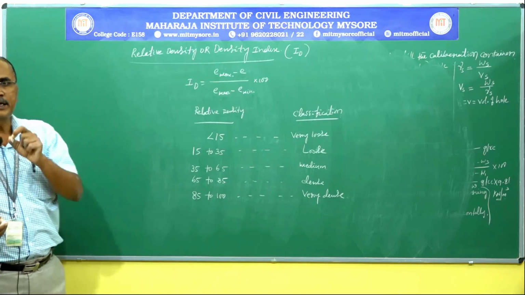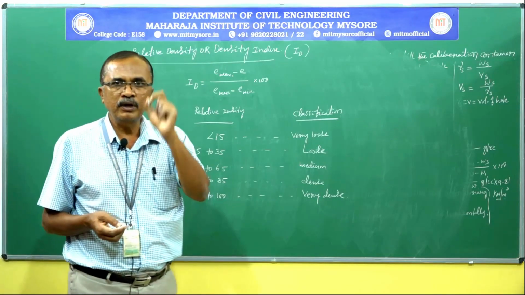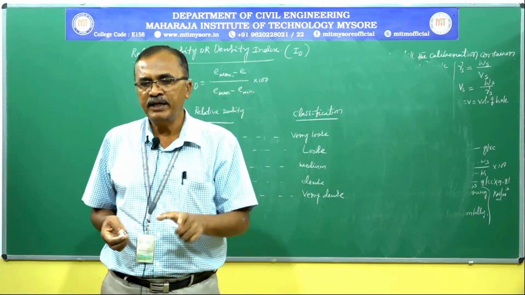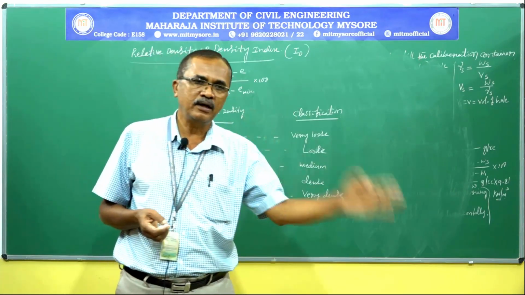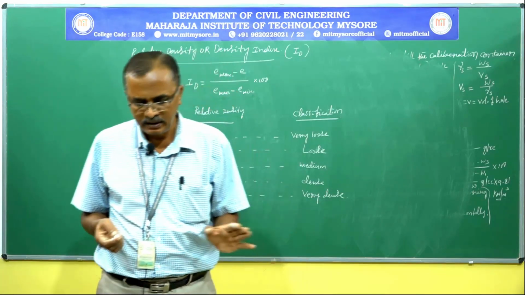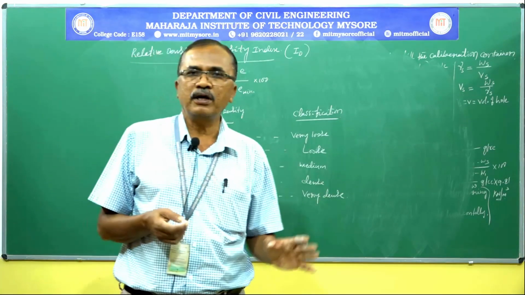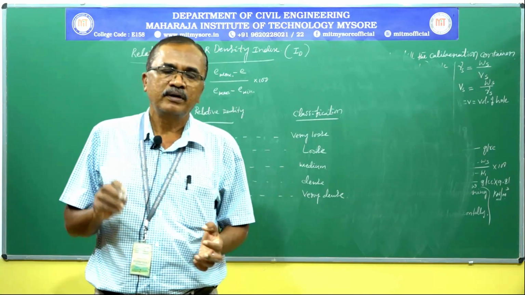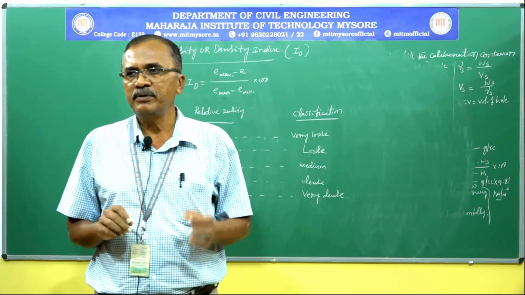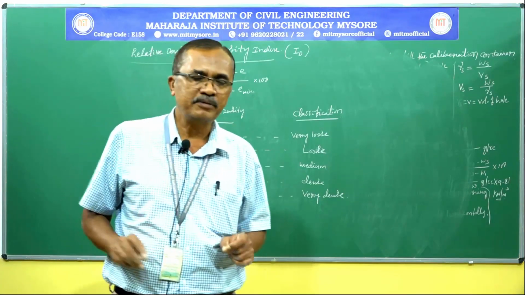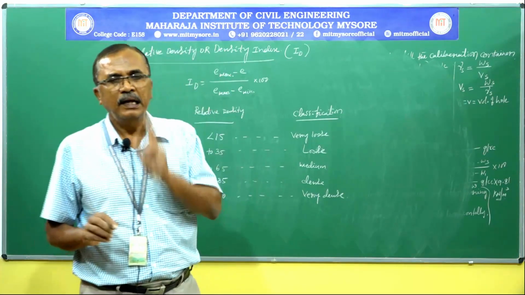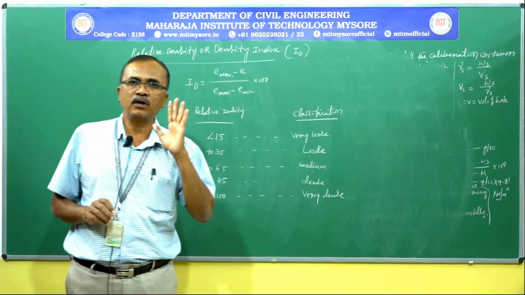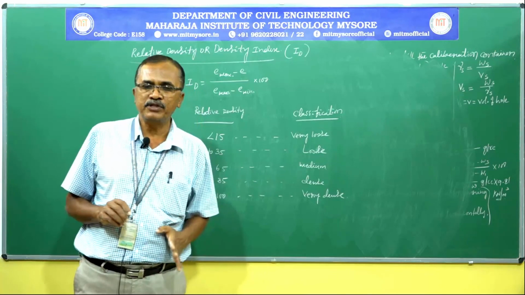So the term relative density is purely applicable to coarse soil deposits. In-situ density is applicable for all types of soil. Based on the type of soil which you come across in the field, we determine the in-situ density by using the core cutter method or sand replacement method. Whereas the term relative density is purely applicable for coarse soil deposits in the field.